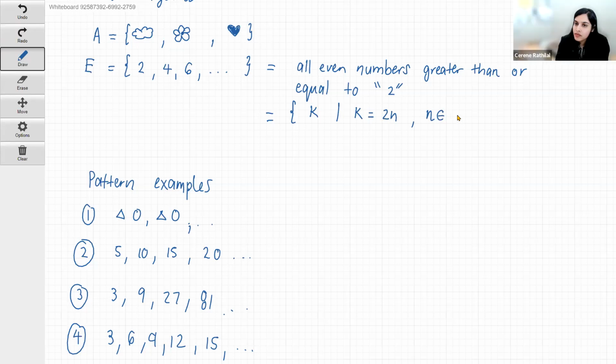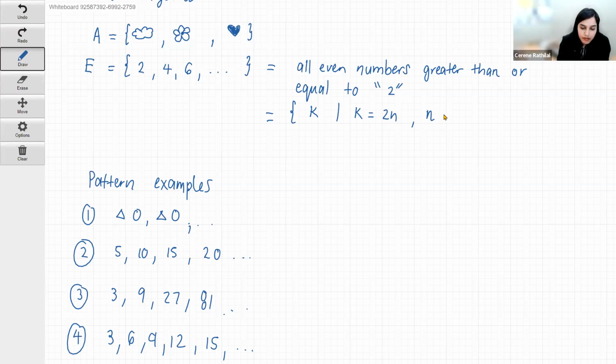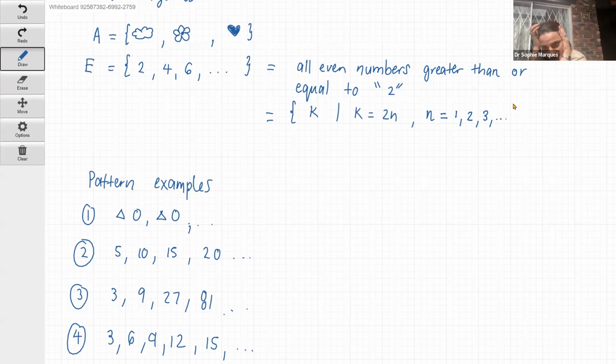All numbers? Yeah. Are we sure? What is your definition of all numbers, Peter? Just to see that we are sure, because we are only taking the even numbers greater than or equal to 2, right? Yes. So what is a whole number for you, Peter? Can I say 1, 2, 3? I think yes.